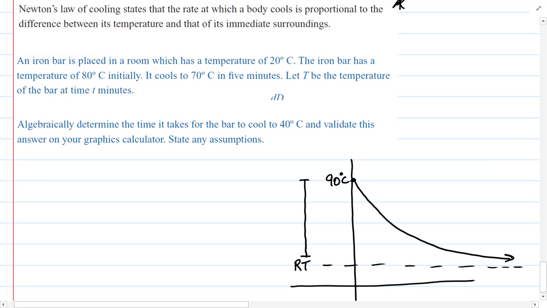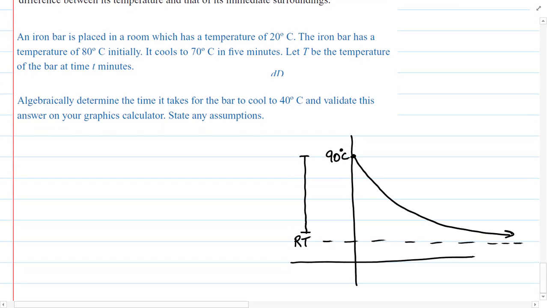So that's the first thing. Now, using Newton's law of cooling, we can clearly identify a relationship. Let's define some variables first for this particular question. It's saying an iron bar is placed in a room that has temperature, and so on. So let's say that T is the temperature of the bar. Actually, I don't have to define them because it's written here. T is the temperature of the bar, and little t is the time in minutes. So the rate of change of temperature is dT/dt.